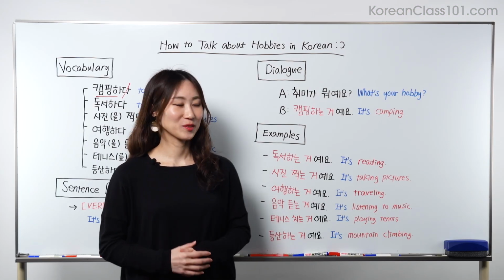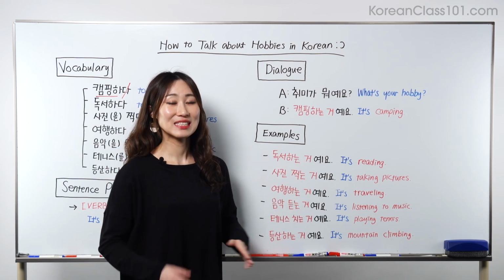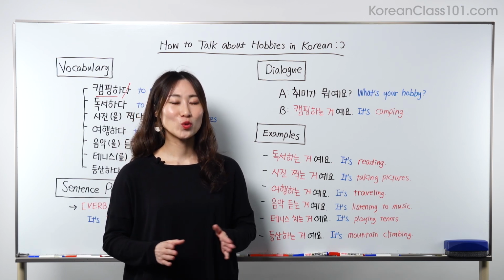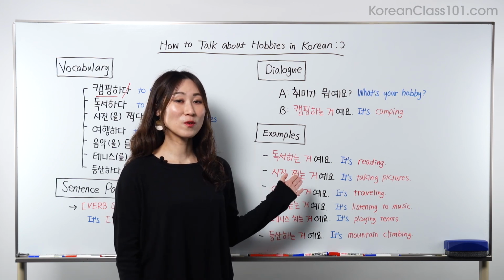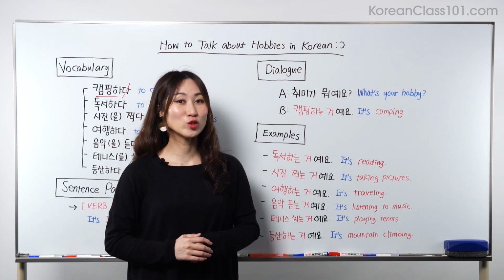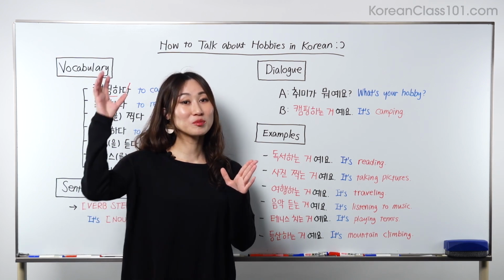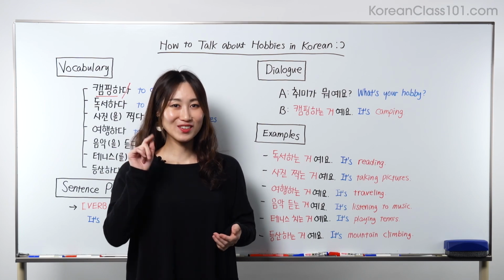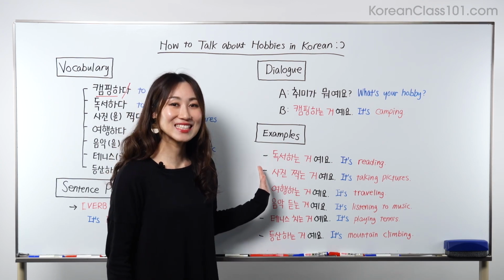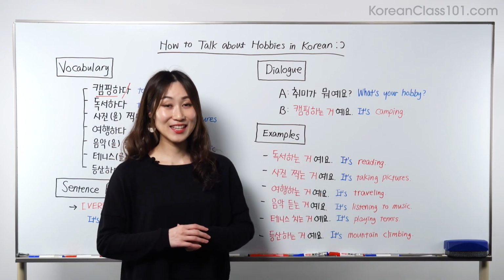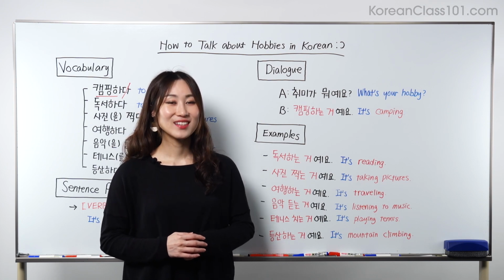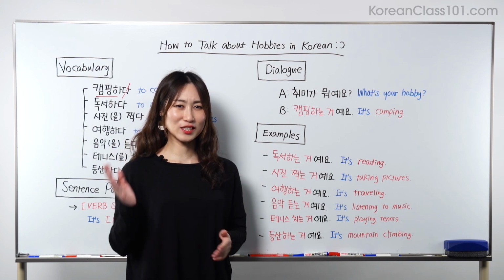Let's look at more examples. 독서하는 거예요 is reading. This is from the verb 독서하다. We learned it today, right? It means to read. So remove 다 and just say 독서하 plus 는 거예요. 독서하는 거예요. It's reading. Next, 사진 찍는 거예요 is taking pictures. 사진 찍는 거예요. We learned this expression, right?